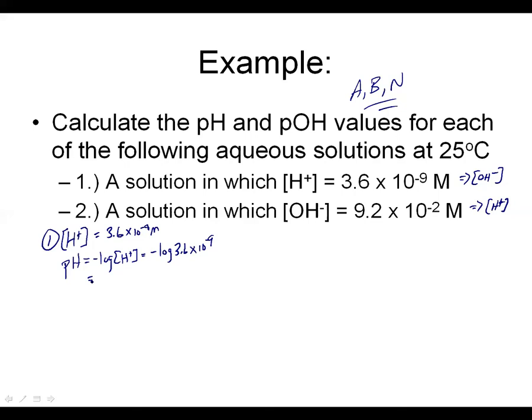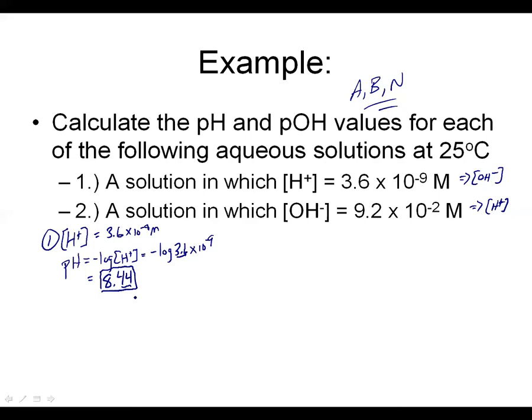And if we put that into our calculator, 3.6 to the minus 9, that's going to give us a pH value of 8.44. Again, here, the concentration has two significant figures, so we're going to go to 2 decimal places in this case. Now, once we have the pH, any questions on that?